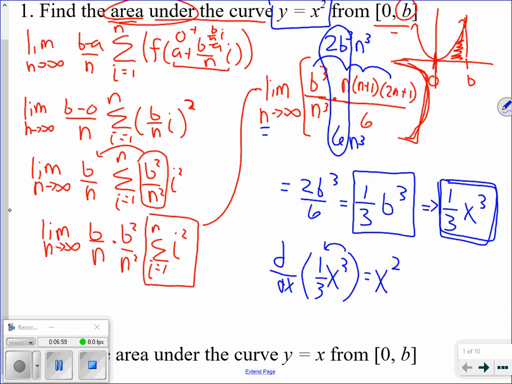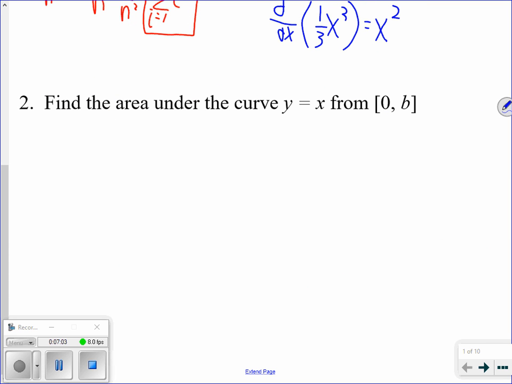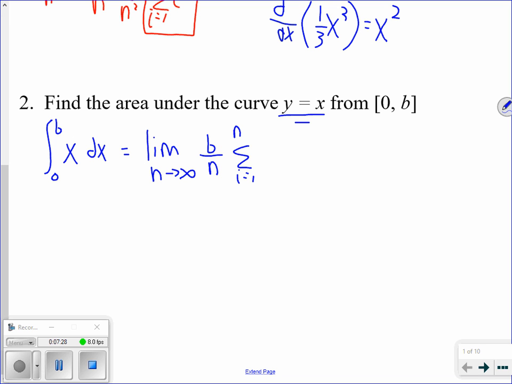Let's try another example. Find the area under the curve, y equals x, from 0 to b. If I write this out with the integral notation, that's the integral from 0 to b of x dx, which I know is equal to the limit as n approaches infinity of (b minus 0) over n, summation i equals 1 to n of f of, and I'm not even going to put the f of because we're just literally plugging it into x. So it's just going to be the actual value itself, right? I'm literally just plugging b minus a over n, i plus a in for x. So literally it's just going to be 0 plus b minus a over n i. Okay, so I'm finding the area underneath the curve from 0 to b.